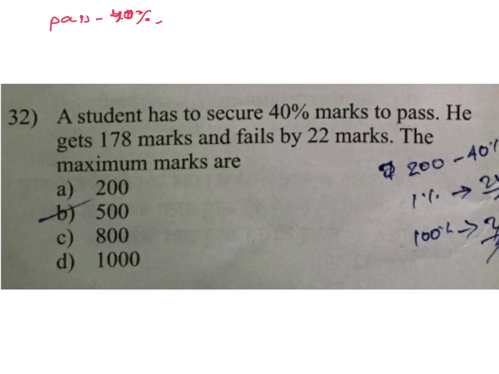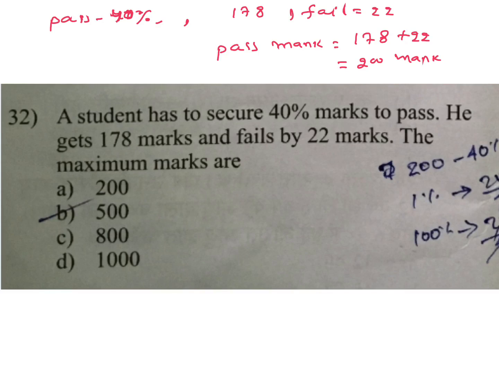And he gets 178 marks, fail by 22 marks. So pass mark is 178 plus 22, 200 marks is passing mark. So 40% is 200.